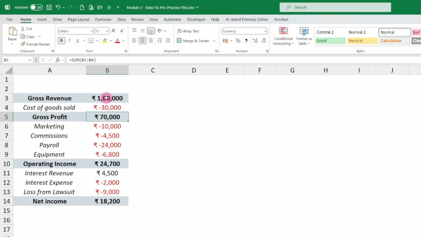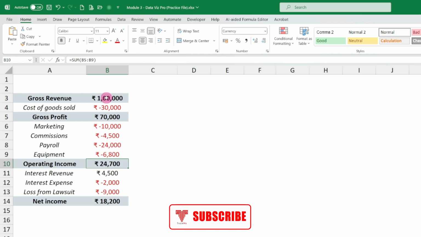Now, to get the revenue of 1 lakh, we also involve multiple things like marketing, paying commission to the marketing executives, salary to the staff, buying machinery, infrastructure development, everything. So these are the total costs involved in multiple things. Marketing costs 10,000, commission is 4,500, salary is around 24,000, and equipment is 6,800. So from the 70,000 gross profit, we have to deduct all this amount, and then the operating income comes to 24,700.